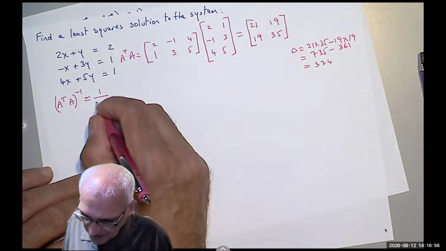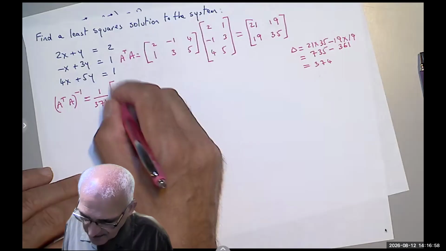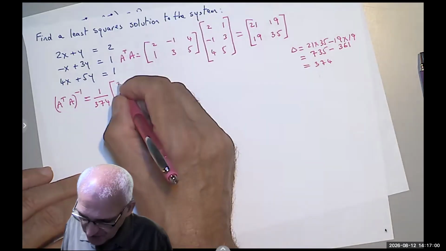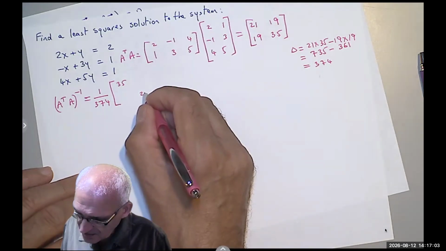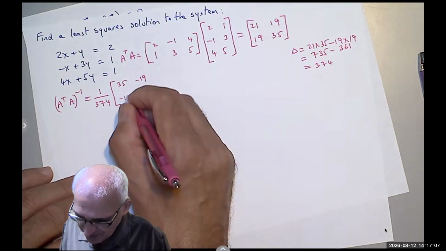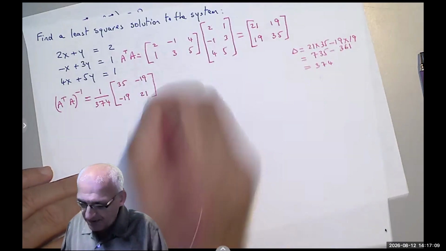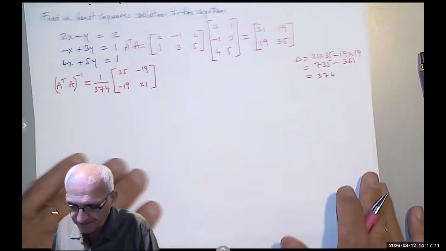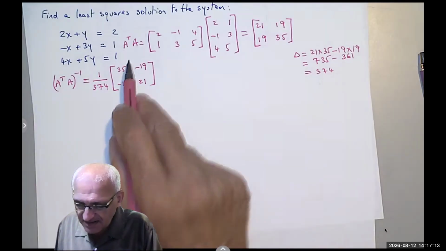1 over 374. You interchange those and you multiply the others by -1. You don't interchange them, even though in this case it doesn't matter, but we don't interchange it. That's A transpose A inverse.